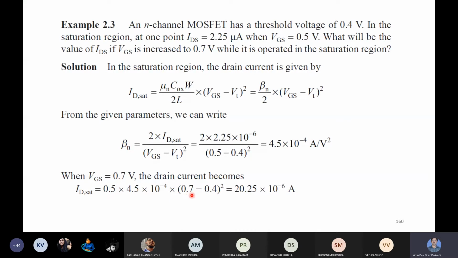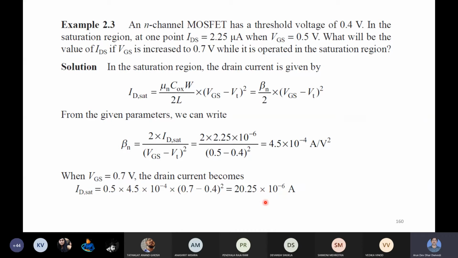VGS is the new value 0.7, VT is this much, and beta by 2L is there. So beta by 2, half beta, is written as 0.5, and beta is 4.5 into 10 power minus 4 ampere per volt square. So 0.5 first, then 4.5 into 10 power minus 4, then VGS minus VT, that is 0.7 minus 0.4, whole square. So you are able to find out the current.